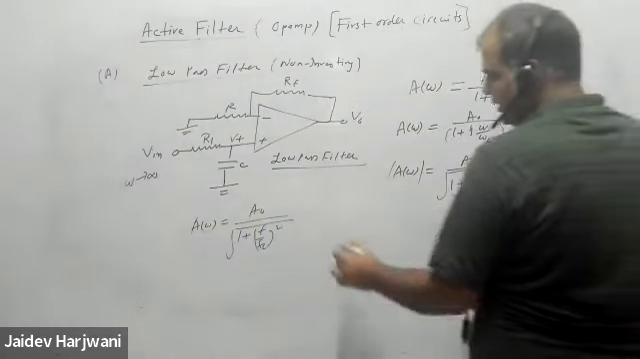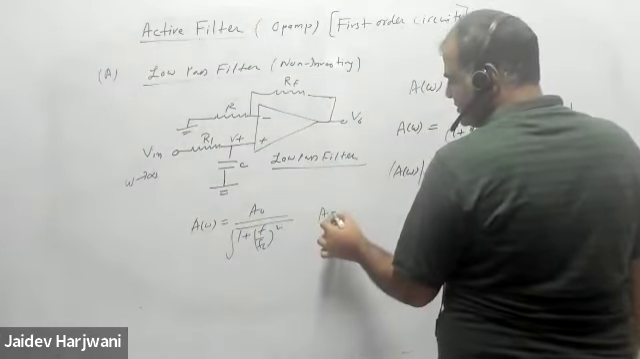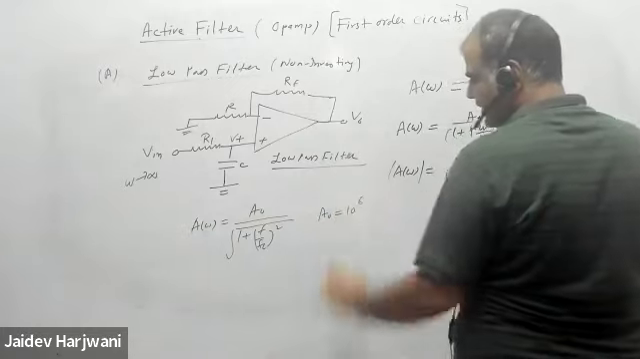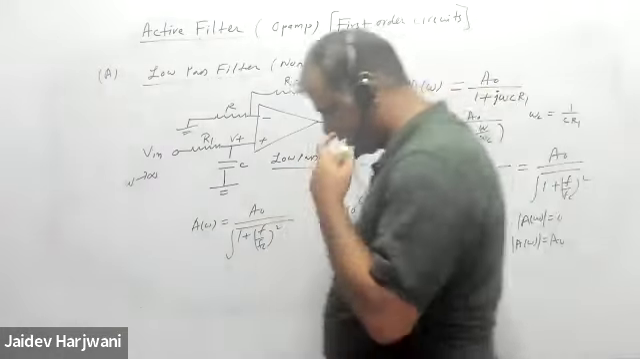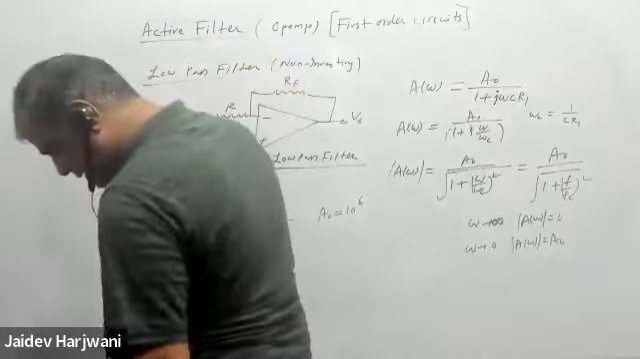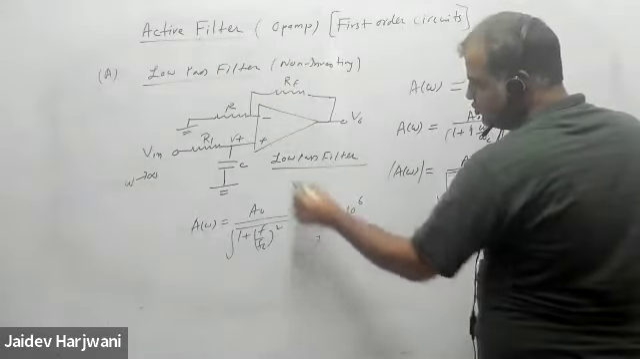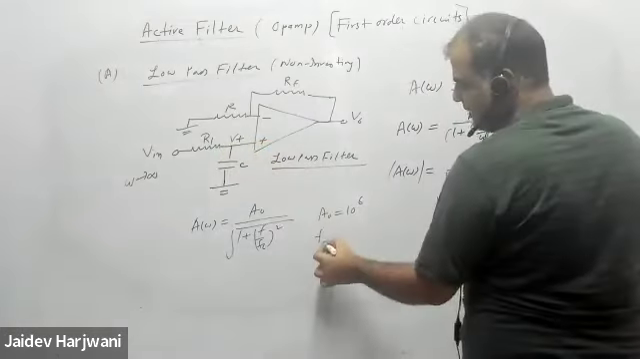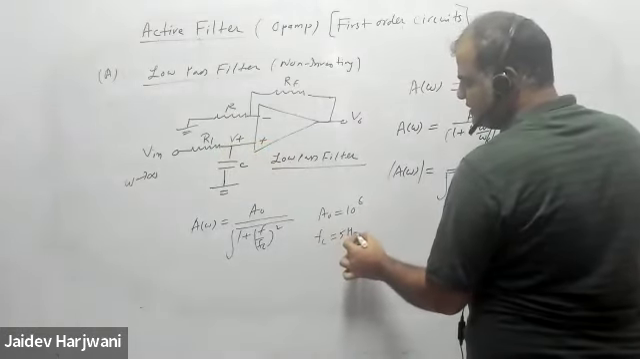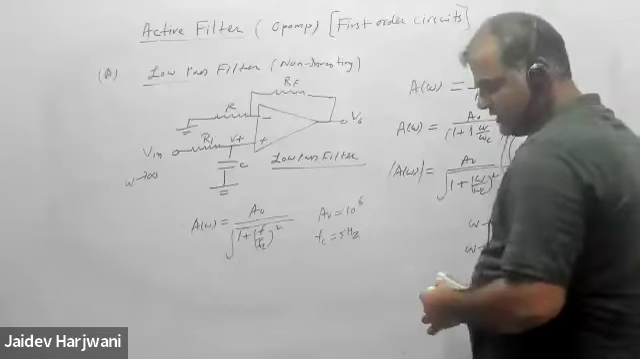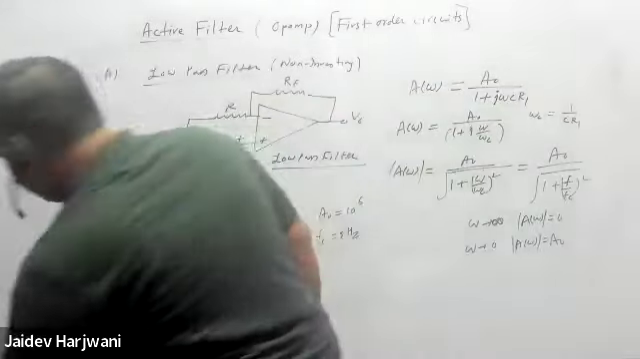Now let us say that my A naught value is 10 raised to power 6. It is given to me. And my cutoff frequency fc, which I defined, I can choose R and C such that my fc value is 5 hertz. It is defined in such a way. Now let us see what happens.